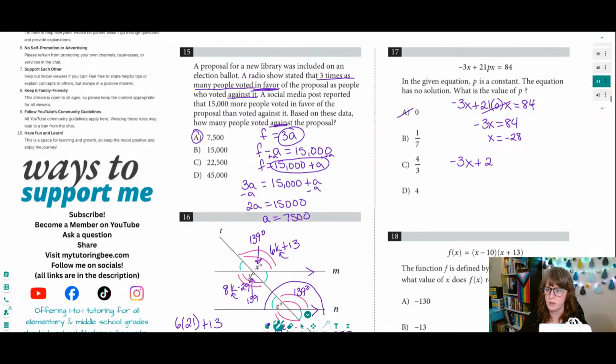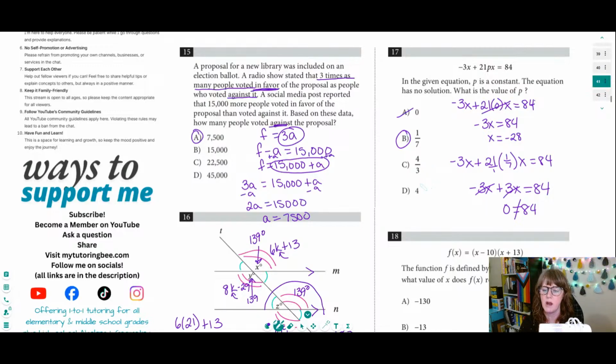Negative 3x plus 21 times 1/7 x equals 84. So let's figure out what this coefficient would be. So 21, if we make that into a fraction, 21 over 7, that's gonna reduce down to 3. So negative 3x plus 3x equals 84. So right here, look at what happens to both of our x terms. They're gonna cancel each other out, and negative 3, positive 3, that equals 0. So now we've got 0 equals 84, which is not a true solvable equation. So we already know that it is B.